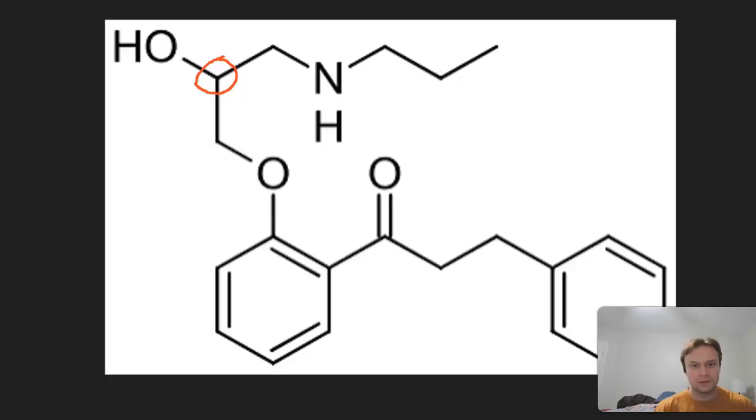Now, because this is the one chiral center, that essentially means that there are two enantiomers. We have the S and the R configurations. Those are the only two isomers that we essentially have, because we only have the one singular chiral center here.